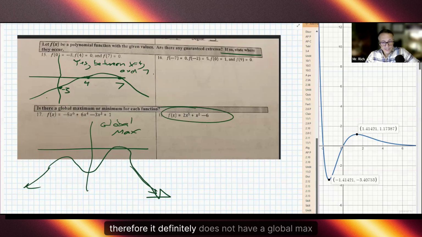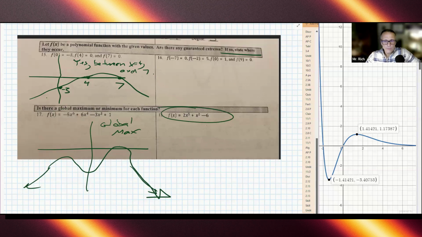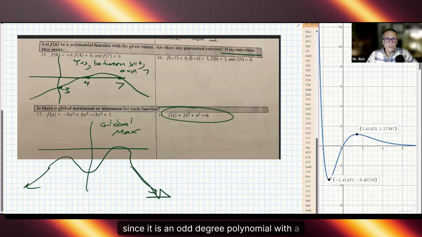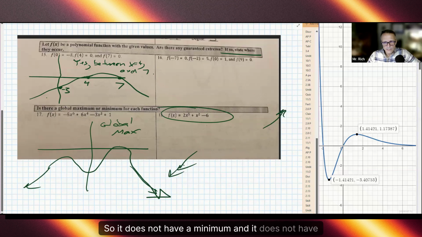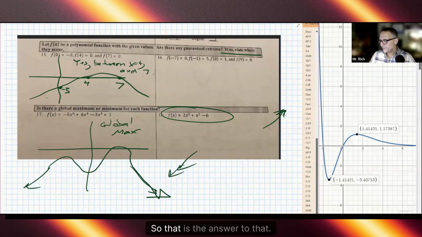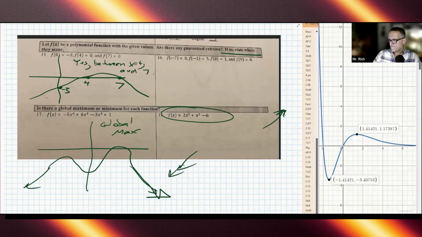And therefore, it definitely does not have a global max or min because its end behavior, since it is an odd degree polynomial with a positive leading coefficient, it's going down and up. So it does not have a minimum and it does not have a maximum. So that is the answer to that. Hope that helps there, Avery.